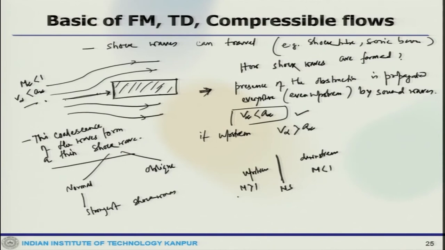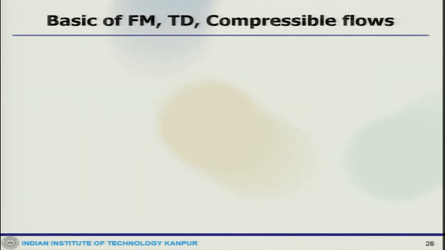So, the upstream flow does not know about the presence of the shock wave, hence the flow properties have to change abruptly across the shock wave to adjust this variation between upstream and downstream. So, this is what shock wave is all about and how shock wave is formed. Now, we will look at the normal shock relations.